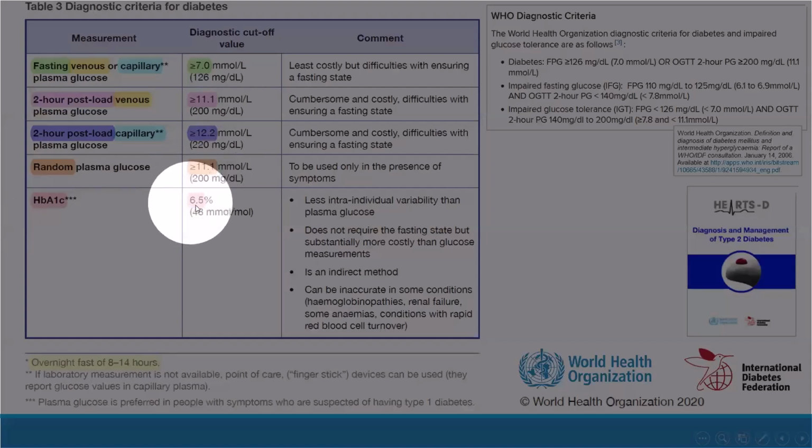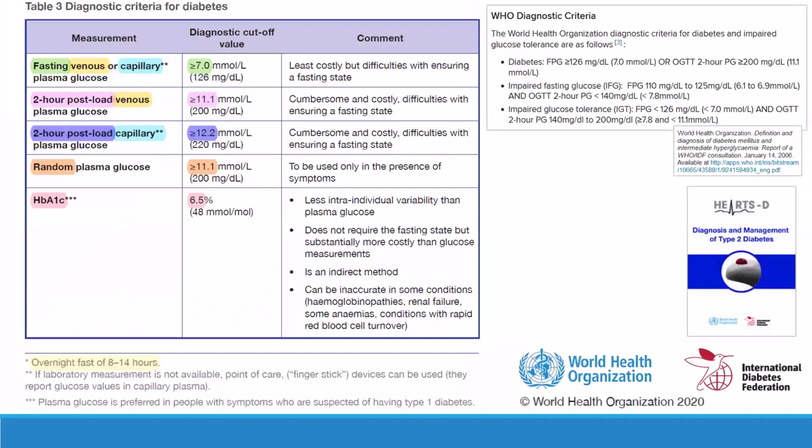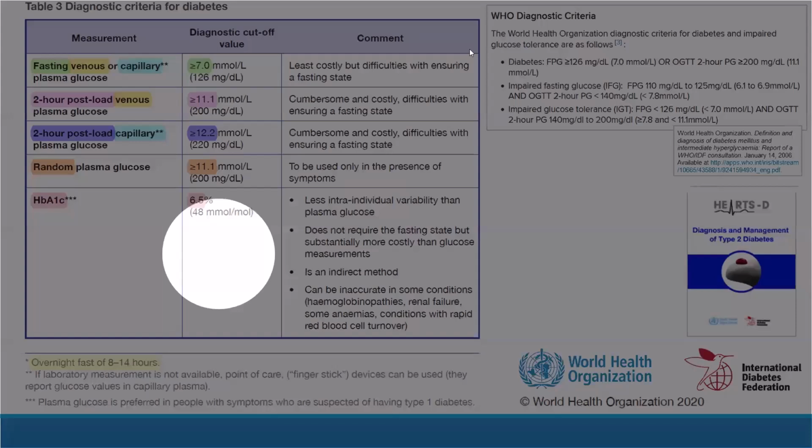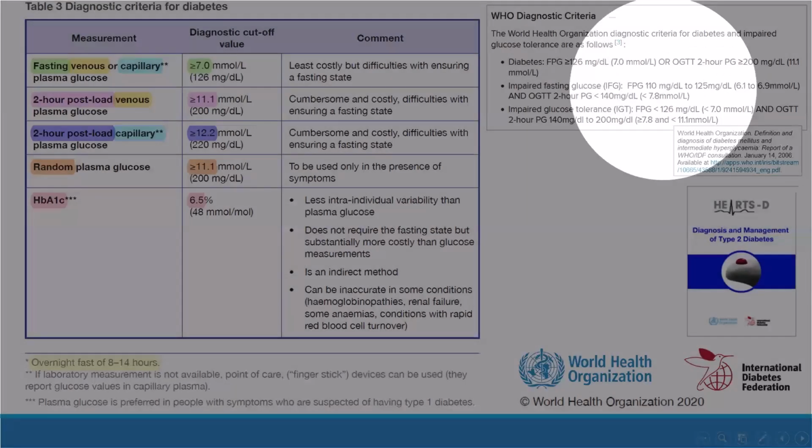Hemoglobin A1C is 6.5. This is a cutoff point diagnostic criteria for diagnosis of diabetes mellitus according to the WHO and IDF. This is very, very important. And don't forget that in the IDF, the normal fasting is less than 110 milligram per deciliter. This is the same as in NICE. But in the American, the normal fasting is less than 100.